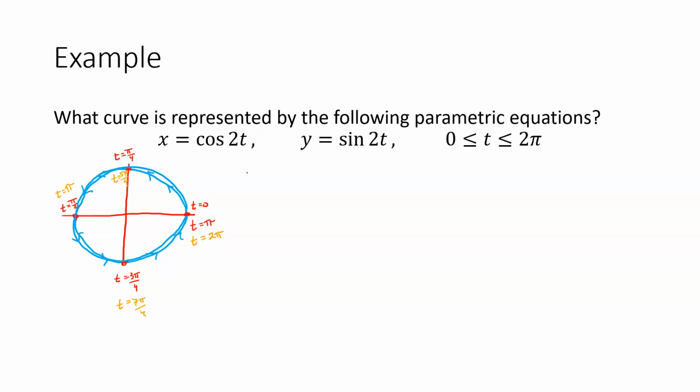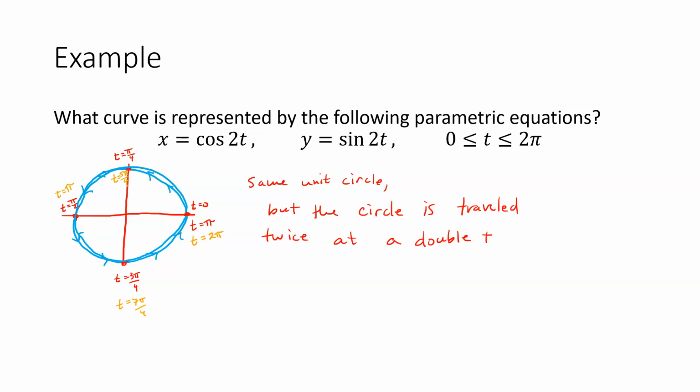So you see it's the same unit circle, but the circle is traversed twice at double the rate as before. So we can imagine what's happening here is that when we're multiplying 2t, the parameter t is being doubled. So it's going to speed up. It's going to go through those same points again at twice the rate.